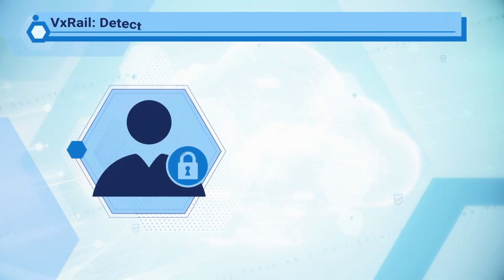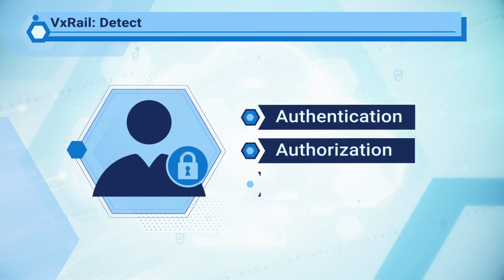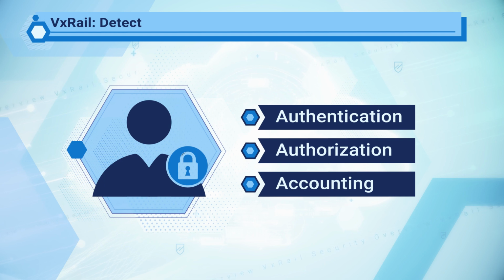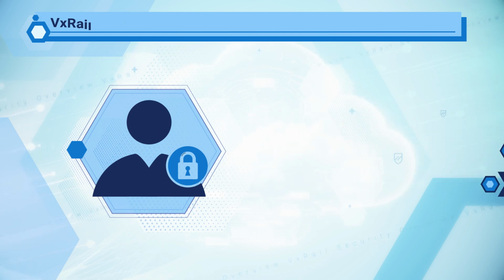VxRail product engineers use a zero-trust design to authenticate, authorize, and account for all users who have access to VxRail. This ensures that the right users with the right access level can access the system, and that their activities are logged to keep track of what has been done and by whom.